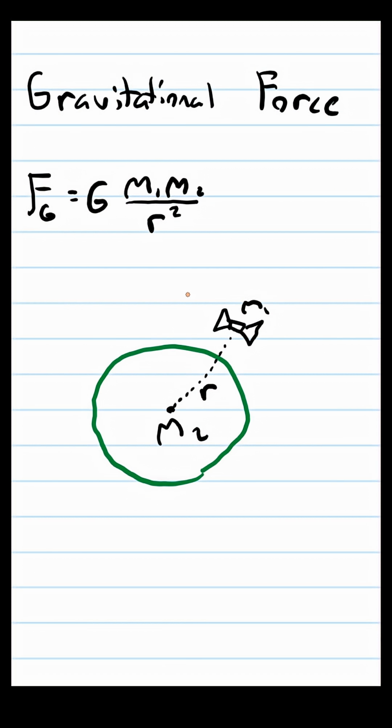Gravitational force is used whenever we're talking about planets or satellite motion, and it equals the gravitational constant G times mass 1 times mass 2 over the radius squared. And so it's always pointed towards the object that's causing the gravitation.